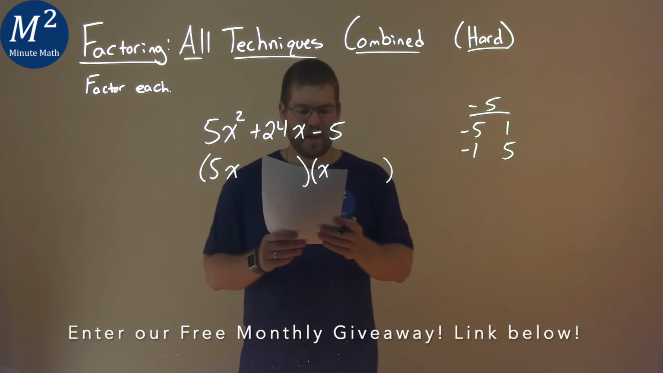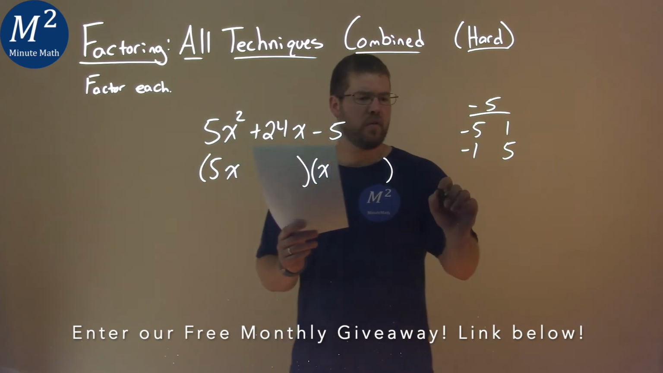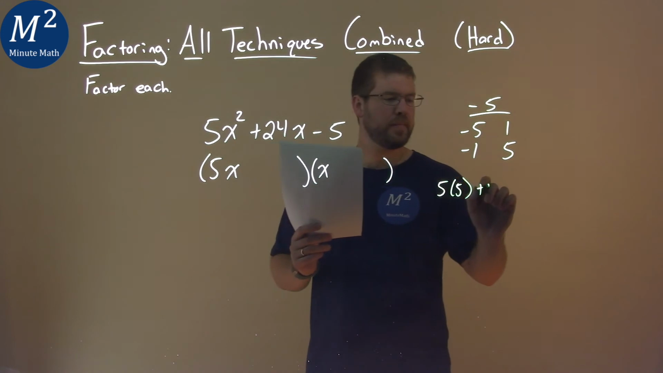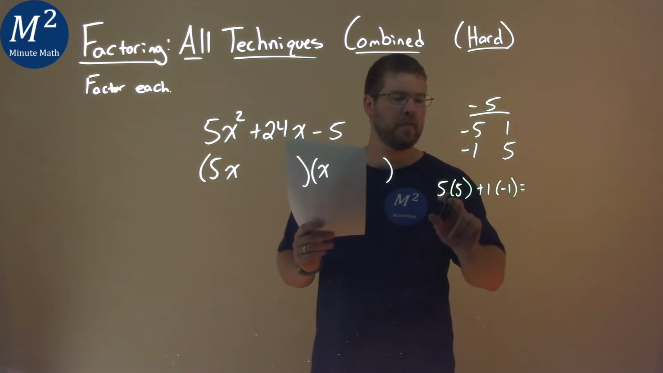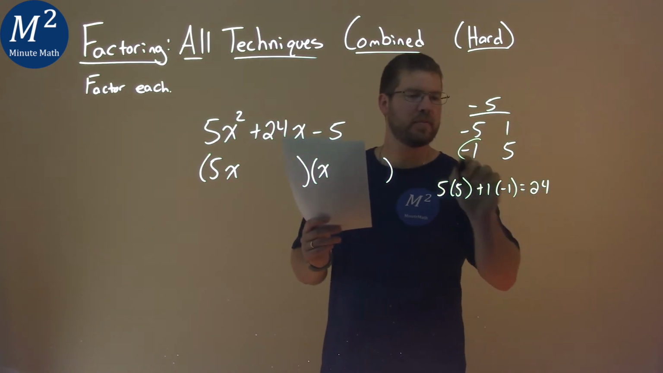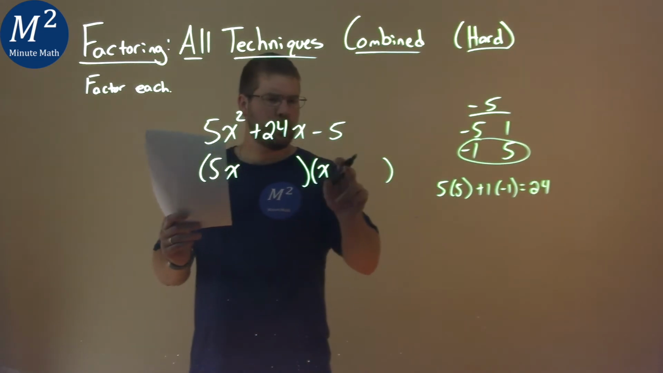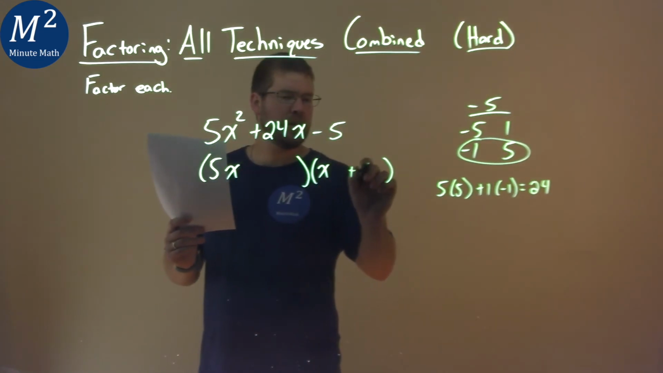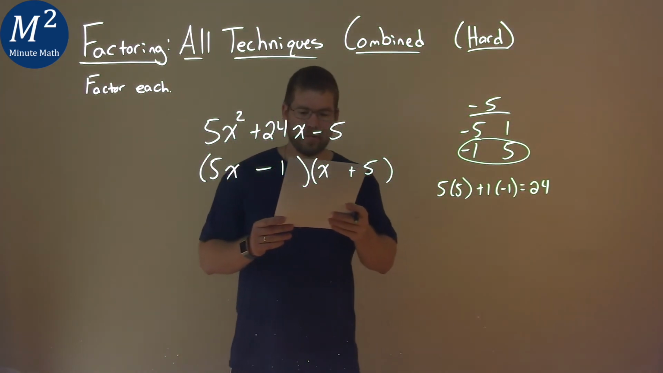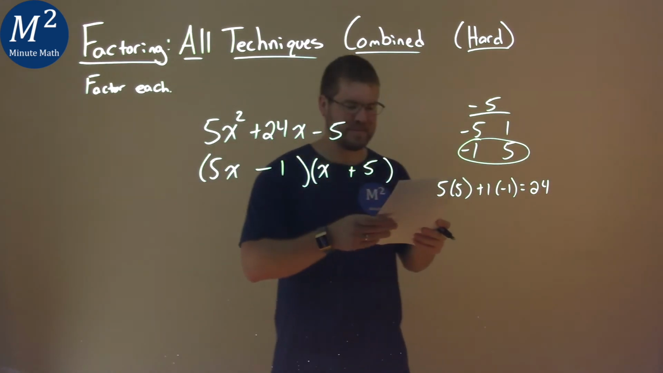The way I think about it, 5 times 5 is close to 24, it's 25. So if we do 5 times the 5 plus that 1 times the negative 1, what do we get? 5 times 5 is 25, minus 1 is 24. So this is the pair that we were working with. We got it. So 5 times a 5, so 5 has to be on this side, and then the minus 1 over here. And so our final answer here is 5x minus 1 times 5x plus 5.